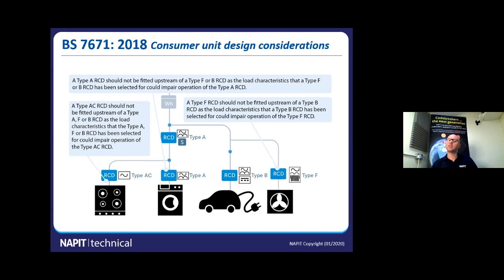And you'll notice that that type A in the middle there is time delayed, and that's so we can get selectivity, which we're going to be moving on to shortly. So that's a recap of types of RCDs, why there's an issue when there's DC components, how we've got to look at installing them. There's a lot of considerations to be made there.